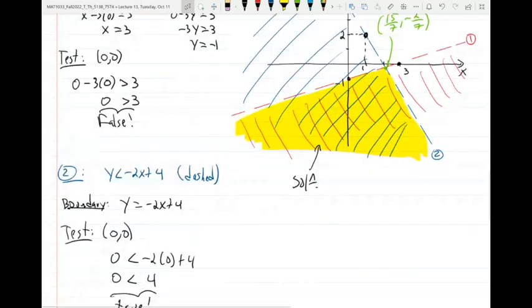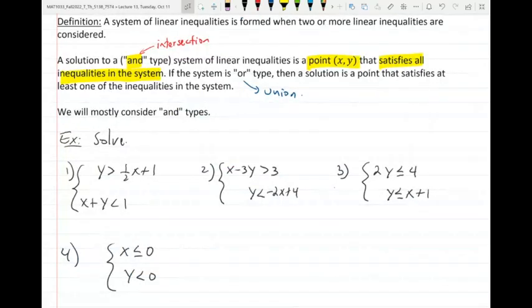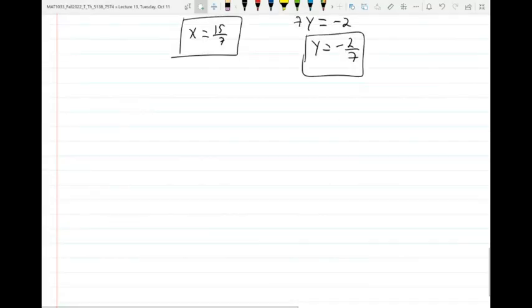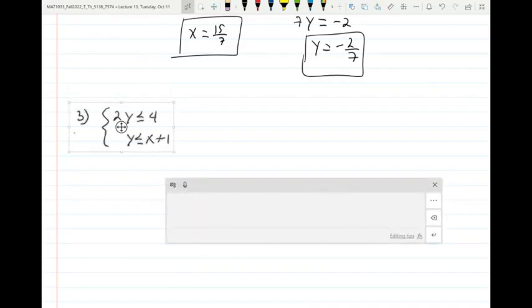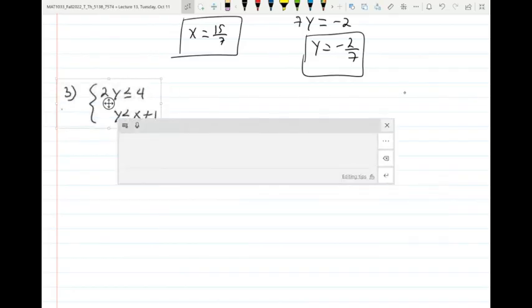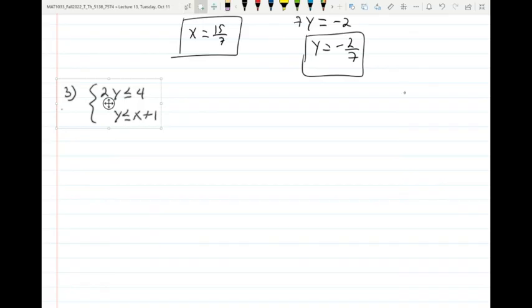All right, so let's see. Let's do number 3. So that's 2y. Copy here. Okay, so that's number 3. So we're gonna solve this system of inequalities. Remember, you just treat them separately. It's just that when you graph them, you're gonna graph them on the same picture.